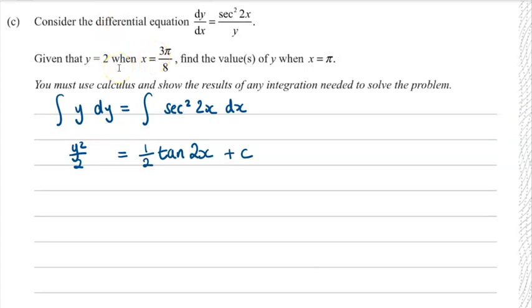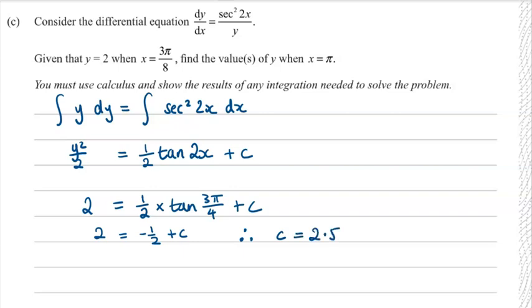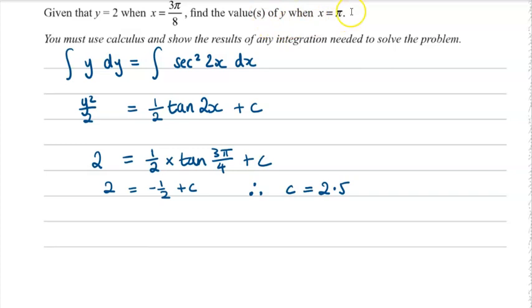So we'll use these values that we have up here. So y is 2 when x is 3 pi by 8 to work out the value of c. So if y is 2, then 2 squared over 2 would be 4 over 2, which then cancels to 2. Half times tan of, well, 2x would be 6 pi by 8 plus c. So 6 over 8 cancels to 3 pi by 4. Tan of 3 pi by 4 is minus 1, so this is minus a half plus c is equal to 2. Therefore, c is going to be 2.5. So finishing off the question, find the value of y when x is pi.